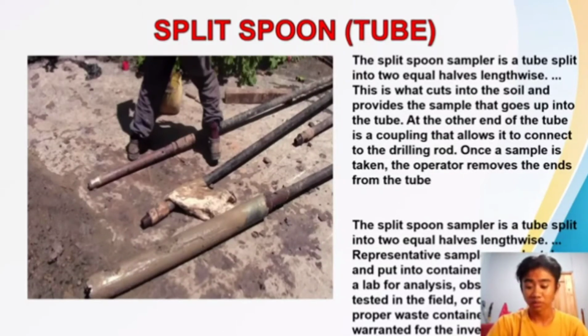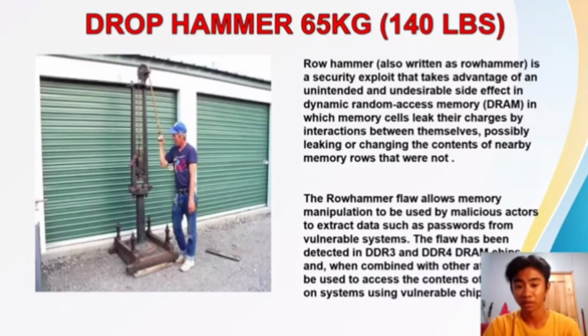The split spoon sampler is a tube split into equal halves lengthwise that represent the sample, which can be taken and put into containers or shipped to a lab for analysis, observed or tested in the field, or discarded in a proper waste container if not warranted for the investigation.